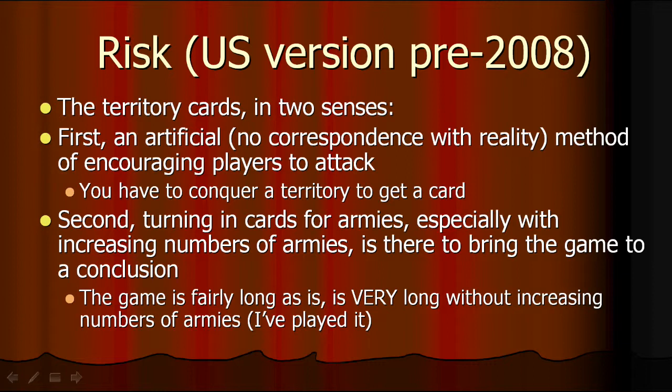Second, when you turn the cards in for armies, that's there to bring the game to a conclusion, because you have an increasing number of armies and they can get very large. The game is pretty long as is, but it's very long without increasing numbers of armies, which I have played a number of times. Instead of going up to 50 armies and more, I go 4, 6, 8, 4, 6, 8, 4, 6, 8, but it makes it a very long game. So, two kludges to solve problems in the game. The game didn't naturally come to a conclusion.